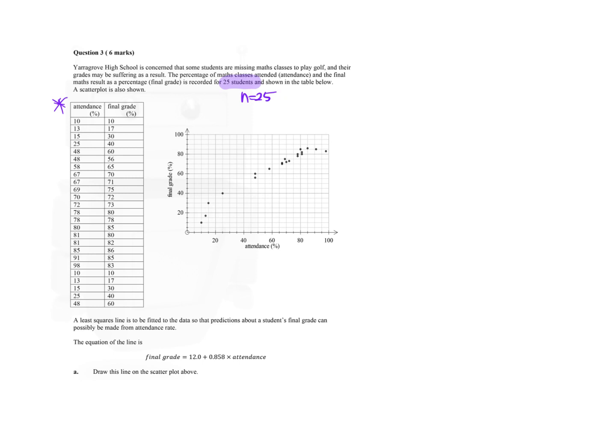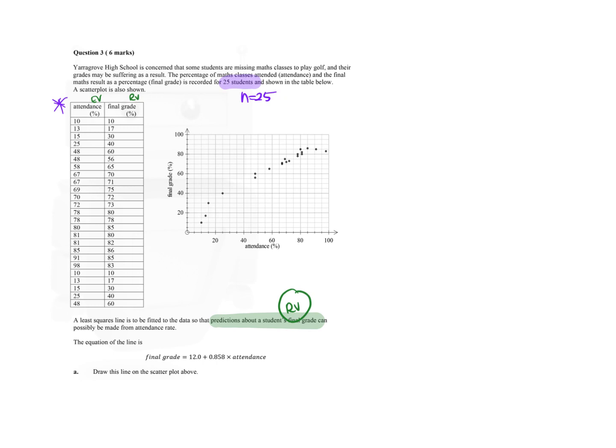Now, the first question down here is they're saying the least squares line is to be fitted so that predictions about the student's final grade can be made. So that's the first thing I want to talk about. Remember we said the word prediction is a way to indicate what the RV is. So if you weren't sure, because they're saying they're going to predict the final grade, you know that's RV, and therefore the other one, attendance, is EV, which is your X and your Y.